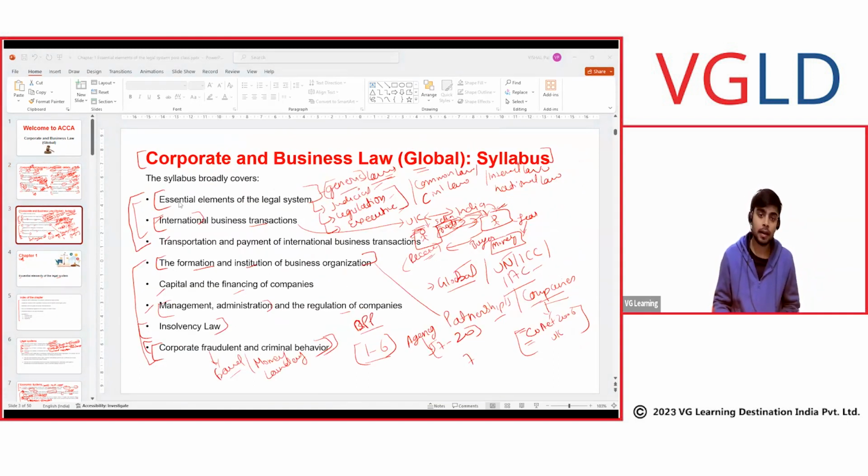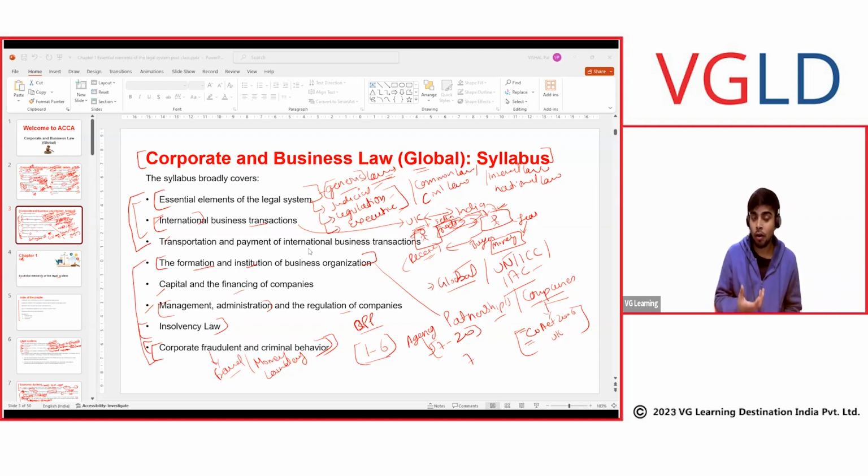Right now we are discussing the essential elements of the legal system, what a legal system basically constitutes. Then we'll discuss international business transactions, and the transportation and payment of international business. We started with the essential elements, and then we'll discuss little by little international business transactions, private law, international law, and then the United Nations conventions, treaties, and model laws. We will use all of this in the transportation and payment of international business.